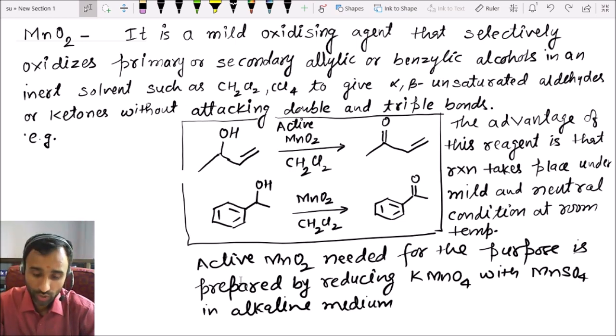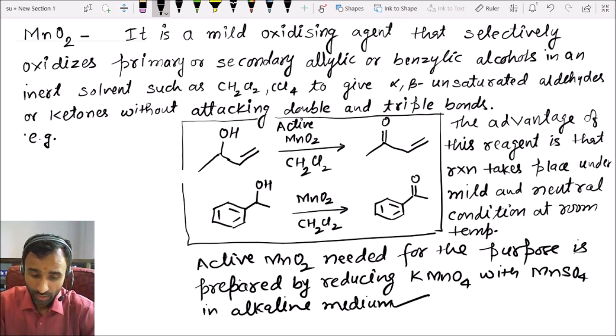Okay, so see, this is the example of allylic alcohol. And allylic alcohol, when in the presence of active MnO2. What is active MnO2? Actually, active MnO2 is prepared by reducing KMnO4 with MnSO4 in an alkaline medium.